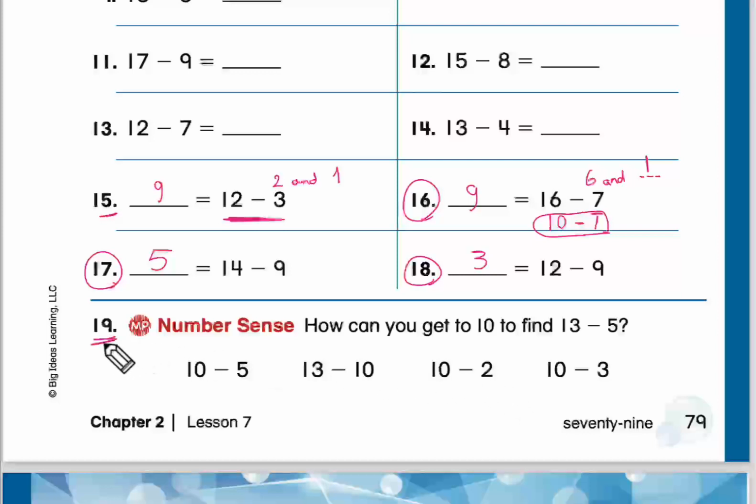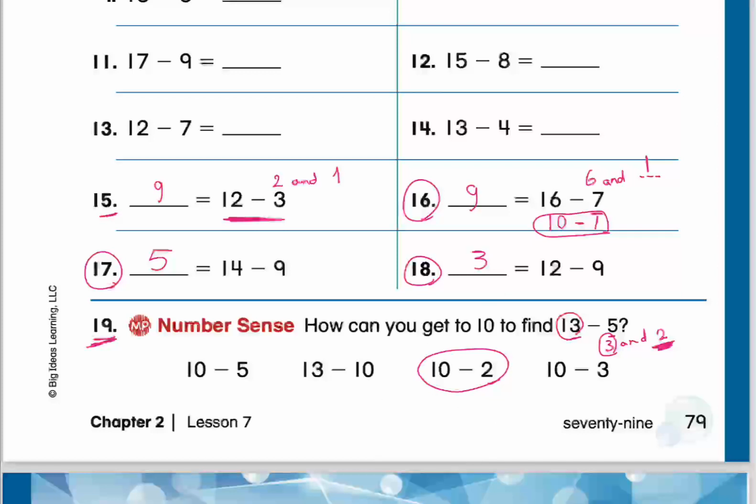And now let's see question 19. How can you get to 10 to find 13 minus 5? Think, my heroes. Yes, break the 5. I need 3. So 3 and 2. So start by taking the 3 from 13. 13 minus 3 equals 10. And what number also should we subtract? 2. So 10 minus 2. Excellent. So the correct choice here is 10 minus 2.